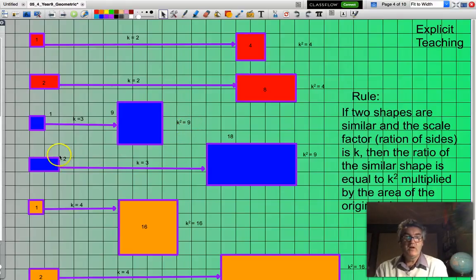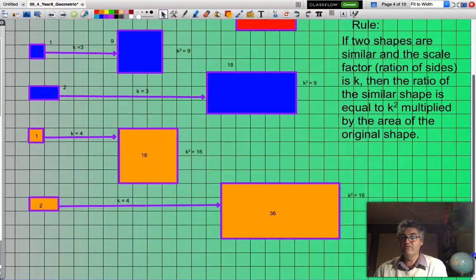Similar here. Length of 2. Well, this one here is a length of 1, 2, 3, 4, 5, 6. So I can say that 6 divided by 2 is 3. In other words, I am multiplying each side by 3. And what is happening to that area? Well, the area has gone from an area of 2 to an area of 18. In other words, the area has been increased by a factor of 9. Likewise for 4. You can just have a look at those diagrams there.